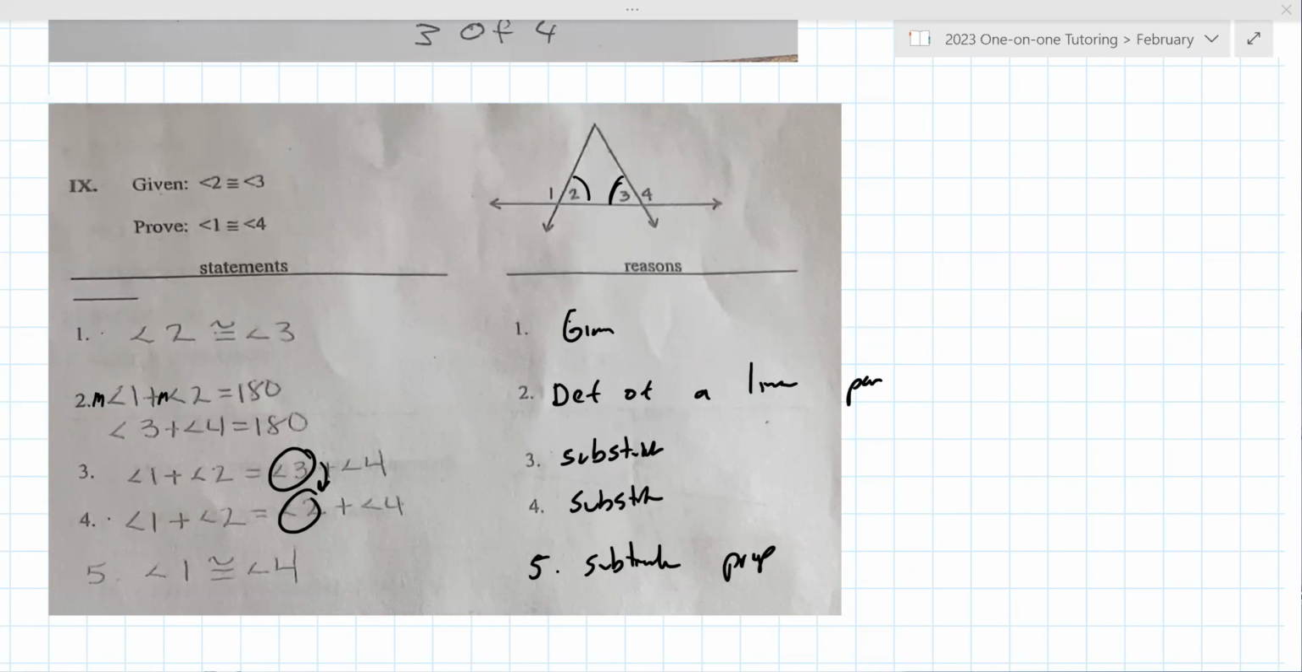So is there anything else you would like to work on today? You don't have any Delta Math or anything like that that you need to work on? No, not yet. Okay. Well, we can stop here, but I'll just ask one more time. Is there anything else you'd like us to work on for today? No. Okay. All right. Well, then I guess we will stop here. So let me stop the recording.